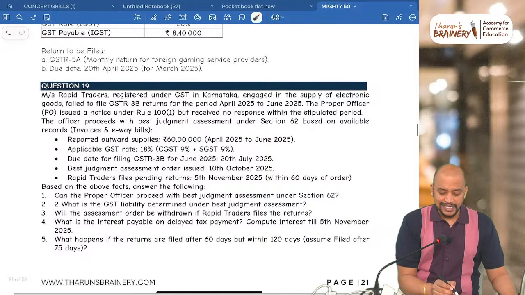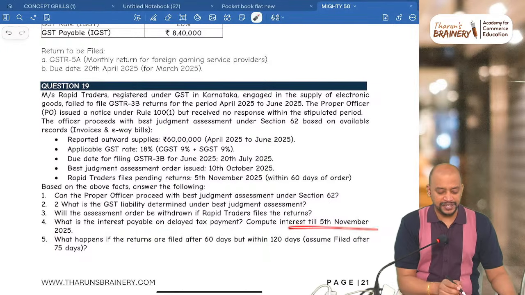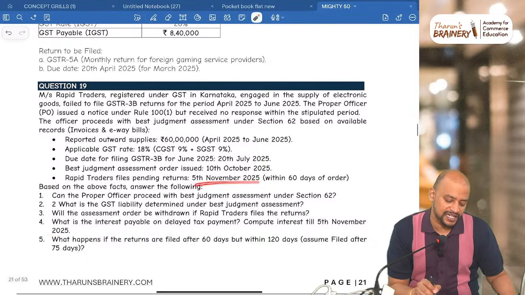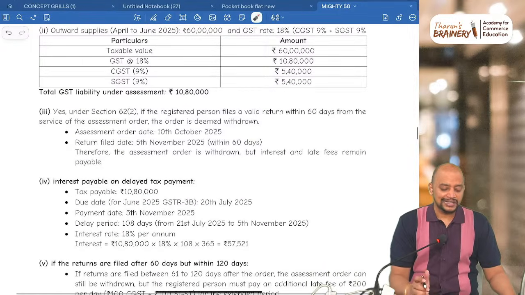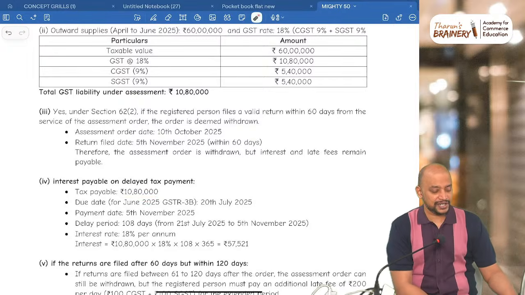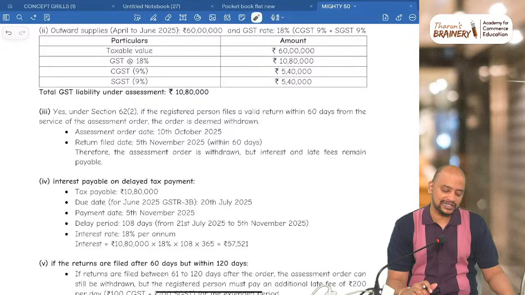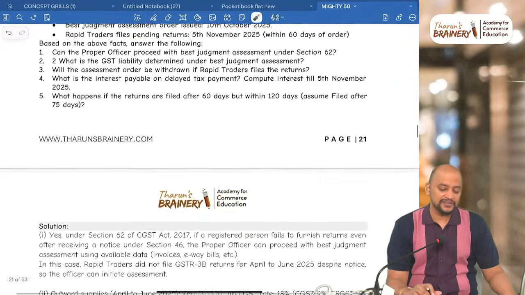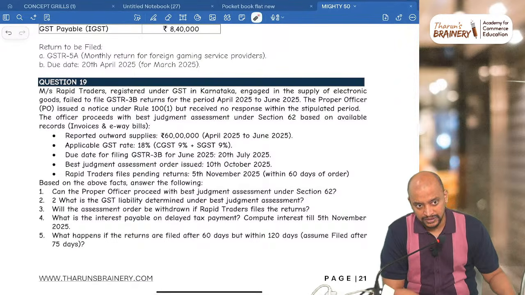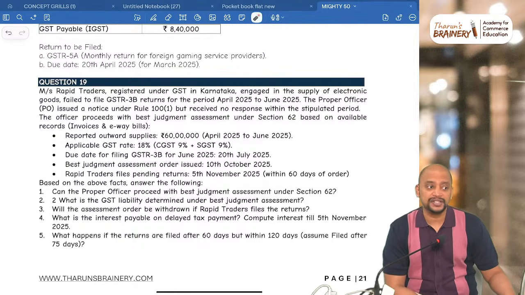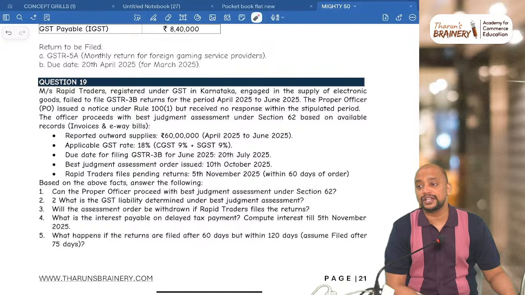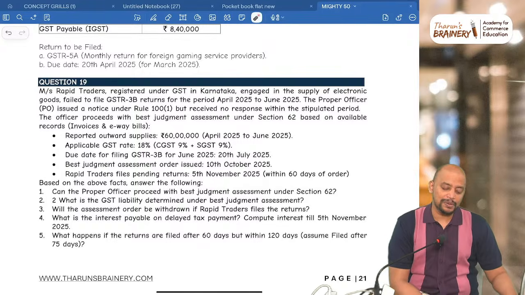Next, what is the interest payable on delayed payment? Compute interest till 5th November 2025, because they are filing returns on 5th November. Actually, here the tax payable will be 10 lakh 80,000, and the due date for June 2025 GSTR-3B is 20th July. But here we don't have the information about which period this pertains to. The breakup is not available. If the breakup is available, then only will we be able to compute the interest exactly.